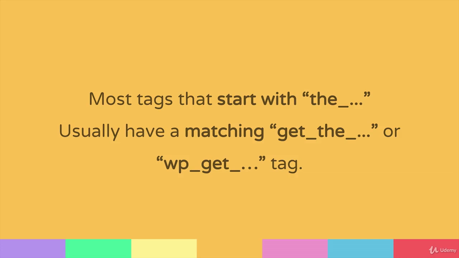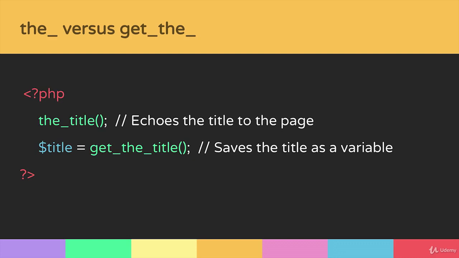Now, the main difference between these is that those that start with the underscore have a PHP echo in the backend, and they're going to echo out stuff or display it to the page. Whereas stuff that has get the underscore is just going to return a value back to you, either an array, maybe an object, or maybe just a string, depending on what you're asking for. So if we take a look at an example here, we can see that in the first line, we just say the title, and that will echo out the title to the page.